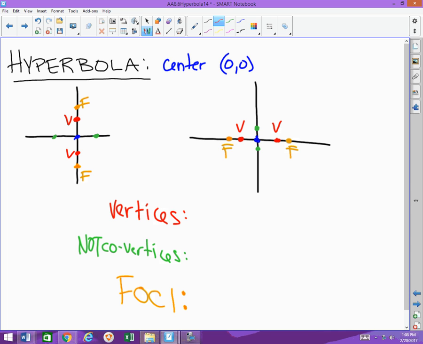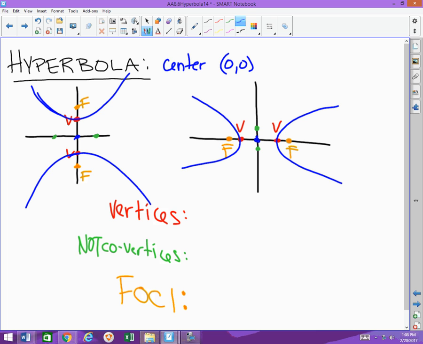So what a hyperbola looks like is it's like this, and it is this. And then on this one here, it would be something like that and like that. They're not quite parabolas, but they're similar. It's one on each side.